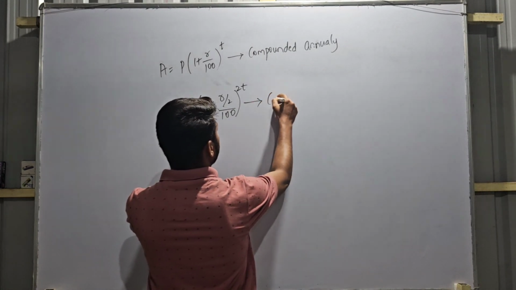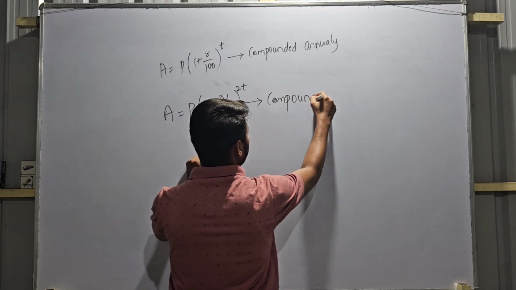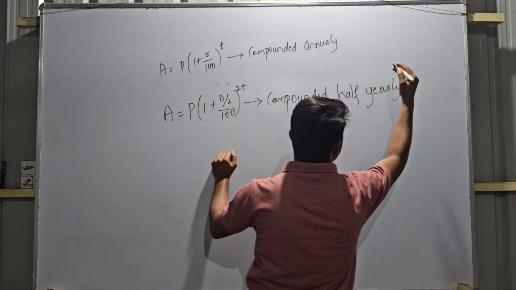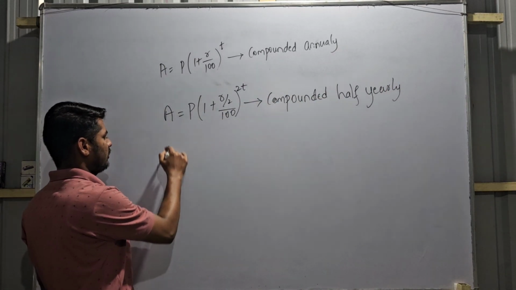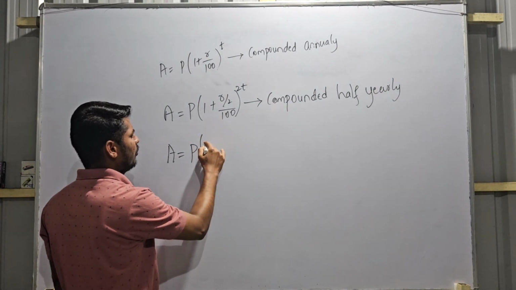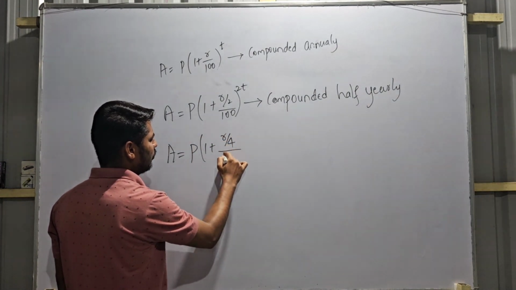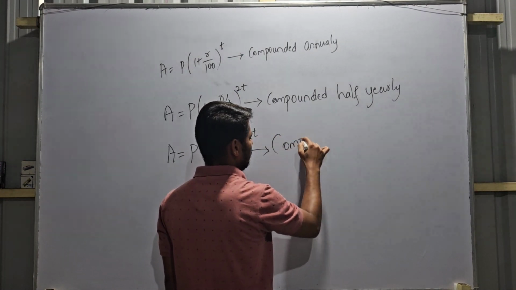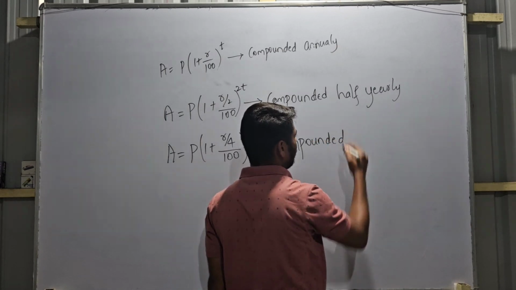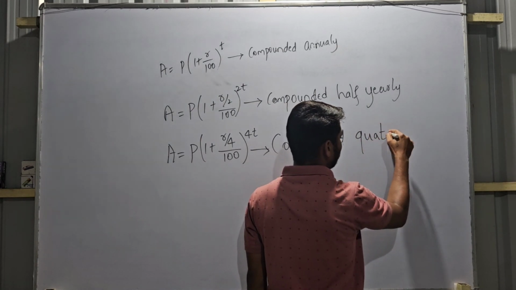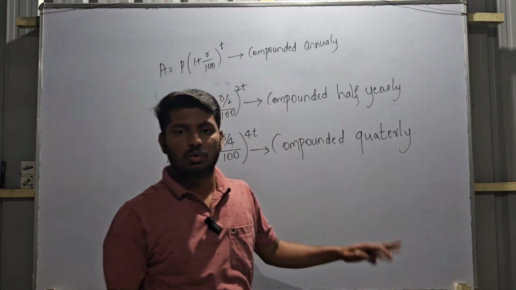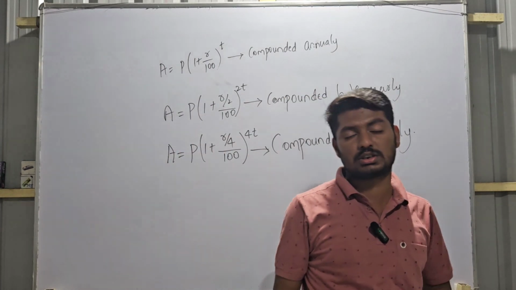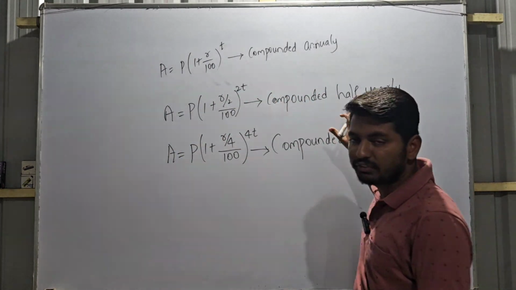So this is compounded half yearly. Also we have amount is equals to principal into 1 plus r by 4 by 100. Here we will have power 4 into t, which is compounded quarterly. This is the formula. These are the formulas to calculate the compound interest annually, compounded half yearly and quarterly.